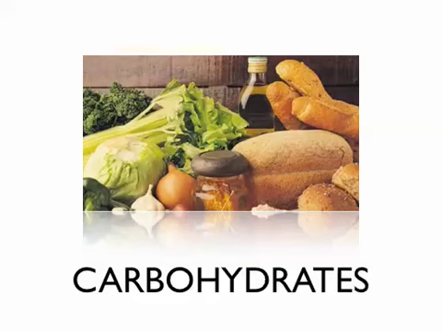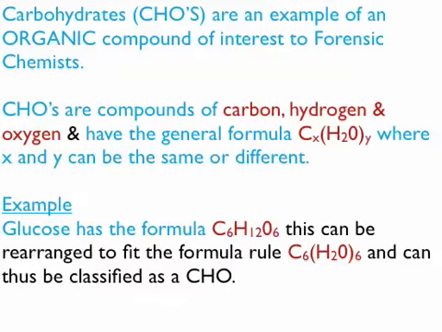Well, we look now at a class of organic compounds called carbohydrates. Now, carbohydrates, or as we abbreviate them, CHOs, are an example of an organic compound of interest to forensic chemists. CHOs, or carbohydrates, are compounds of carbon, hydrogen, and oxygen, and they have the general formula C_x(H2O)_y. Now, x and y can be the same or different.